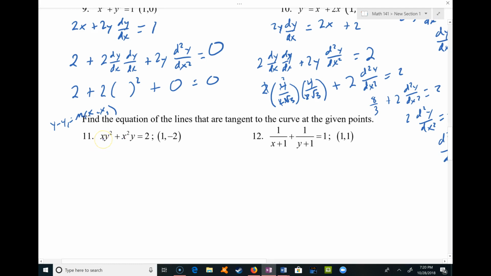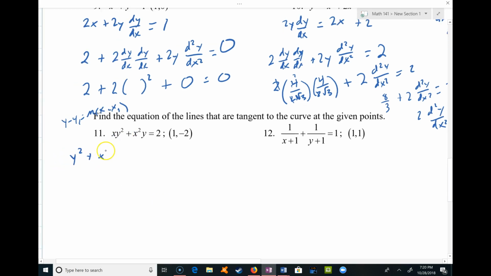This first one is going to be a product rule. That's going to be the derivative of x, which is 1, times y squared, plus x times the derivative of y squared, that'd be 2y dy/dx. Plus the derivative of the second term, that's another product rule. So the derivative of the first would be 2x times y, plus the derivative of the second, which would be x squared dy/dx. And the derivative of 2, of course, is 0.